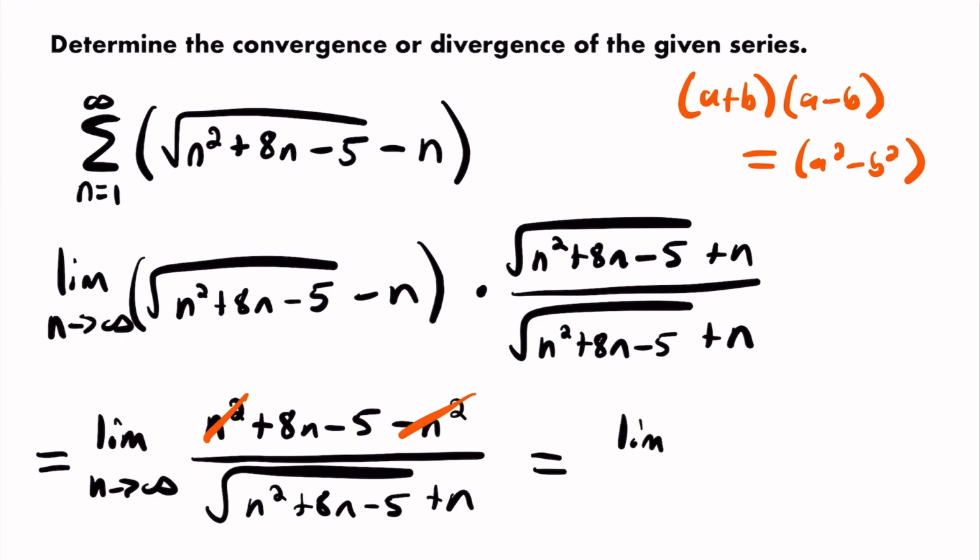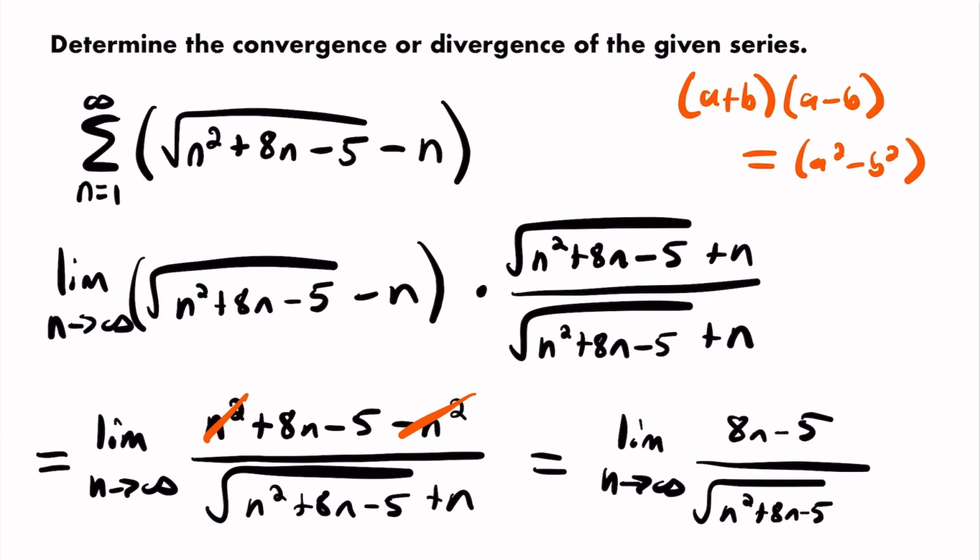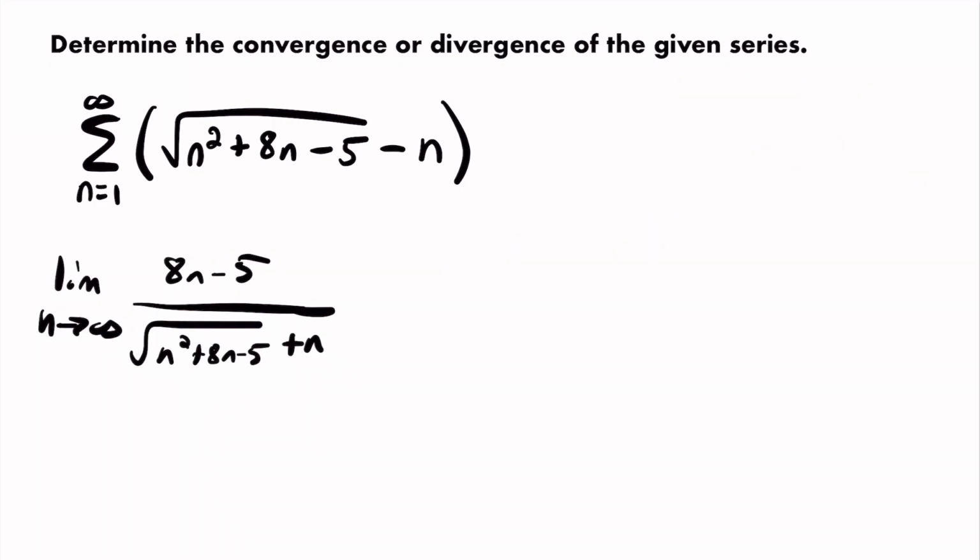equal to the limit as n approaches infinity of 8n minus 5 divided by the square root of n² plus 8n minus 5 plus n. Okay, so now we have a much easier limit to work with here. Remember that we're still trying to figure out what this limit is equal to. For the divergence test, if this limit is not equal to 0, then we can conclude that this series diverges, but if it does equal 0, then we'll have to use some other test to show if it converges or diverges. But let's continue on.